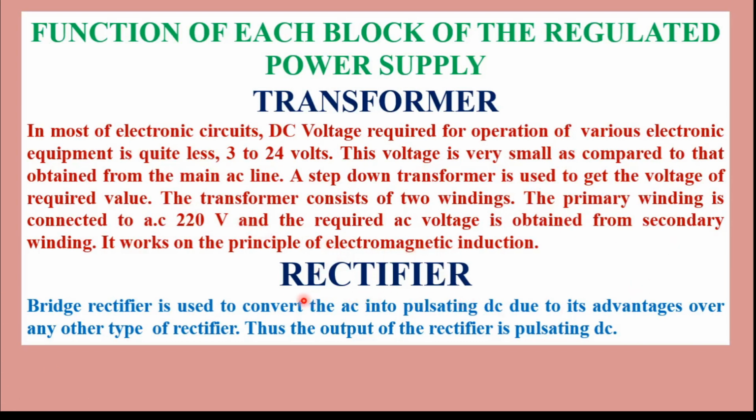The next section of regulated power supply is the rectifier section. In this rectifier section, AC is converted into DC. Therefore, a bridge rectifier is used to convert the AC into pulsating DC due to its advantages over any other type of rectifier. Therefore, the output of the rectifier section gives pulsating DC.